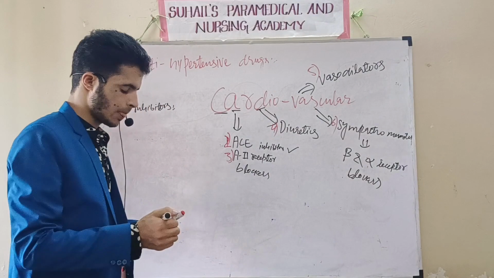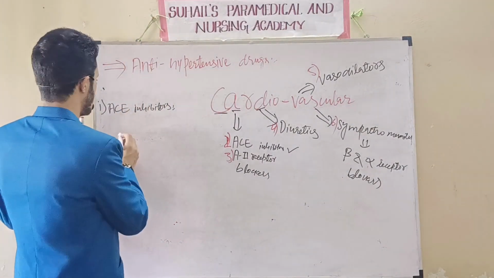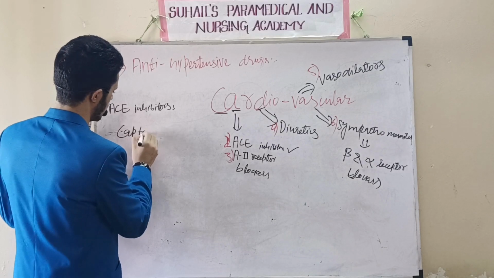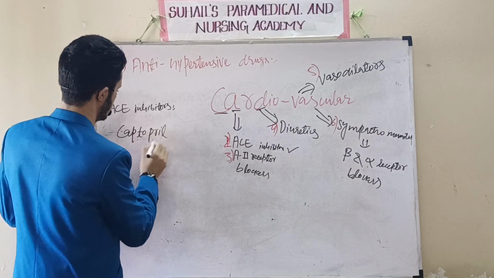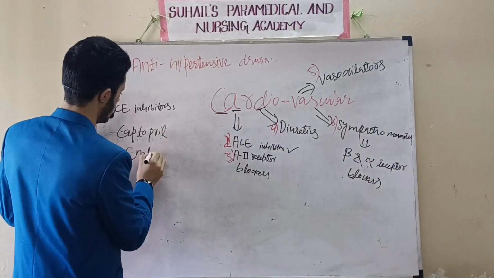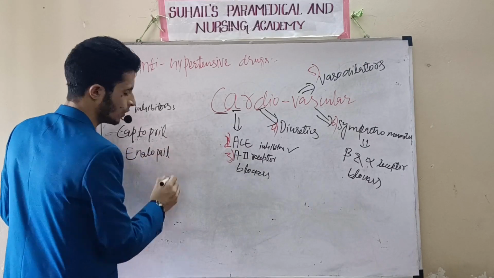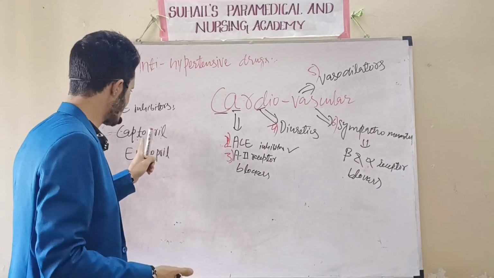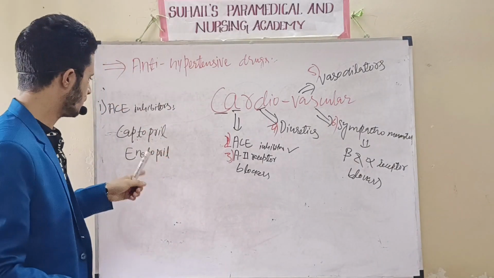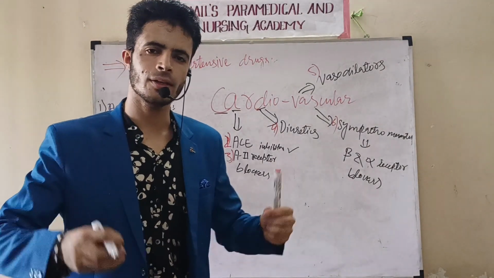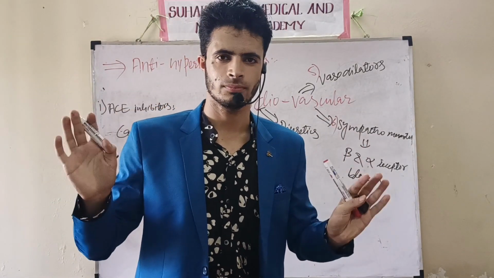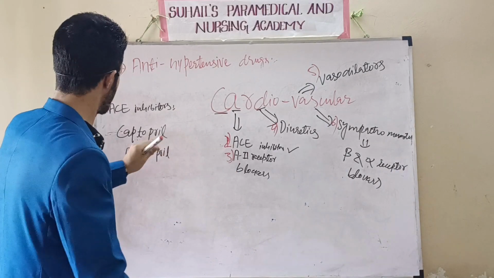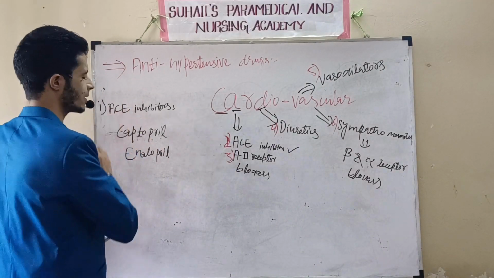ACE inhibitors. In case of ACE inhibitors, you remember two drugs: captopril, enalapril. You can remember more drugs, but I am telling at least two here. If you remember two also, that is more than enough. Just remember captopril and enalapril in case of angiotensin converting enzyme inhibitors.